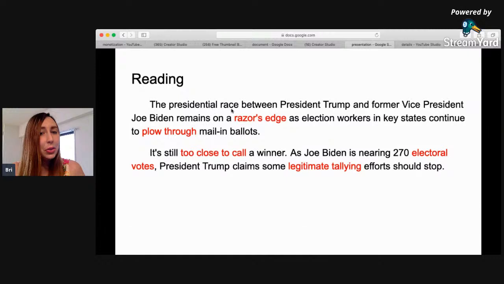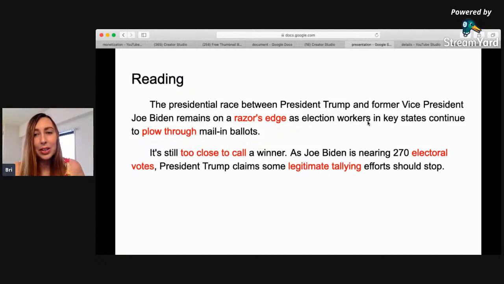The presidential race between President Trump and former Vice President Joe Biden remains on a razor's edge. So this means the race for president is on a razor's edge. It's balancing back and forth. A razor is very thin and very sharp. We don't know which way it's going to go.